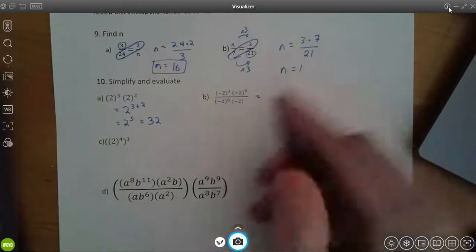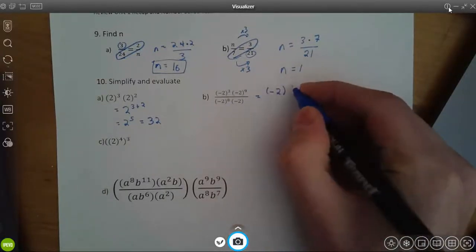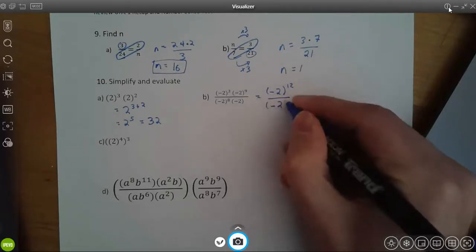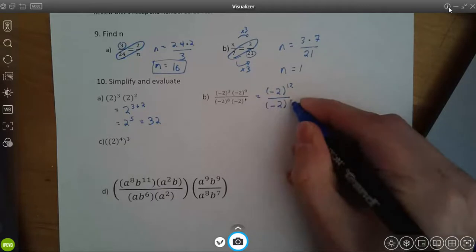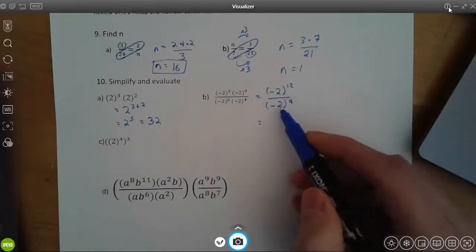Same thing here. They all share the same base, so I can use my exponent laws. My top simplifies to 3 plus 9, which is 12. My bottom simplifies to 8. If I don't see an exponent, it's a 1. So I have negative 2 to the power of 12 divided by negative 2 to the power of 9.